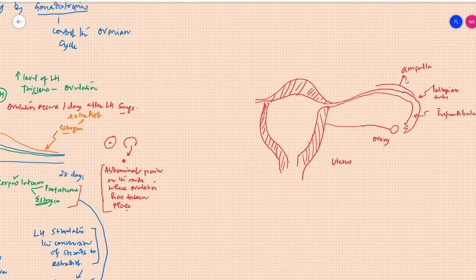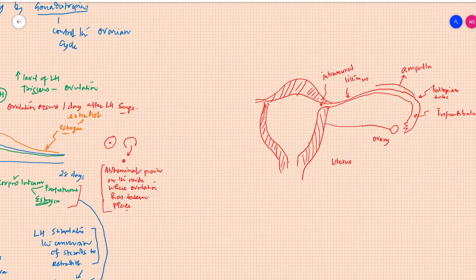Okay, so this entire region is the ampulla. Here, where the fallopian tube narrows down, this is called the isthmus. After the isthmus, we would find a narrow portion inside the uterus, which is called the intramural region.